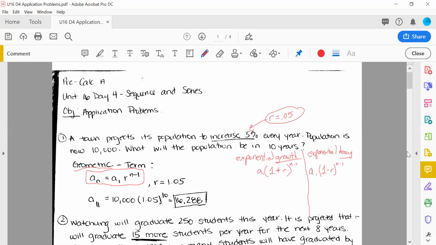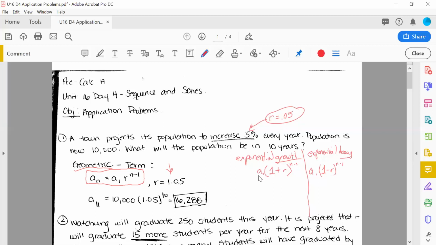Now, Mrs. Middleton wrote that r equals 1.05. That's not necessarily the case. Look up here. r is technically 0.05. And I just want to point this out because I'm sure you've done this in Algebra 1 and Algebra 2. You've gone over exponential growth models and exponential decay models.